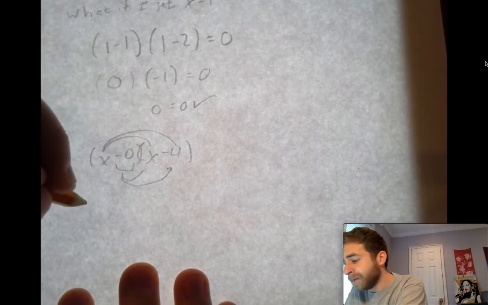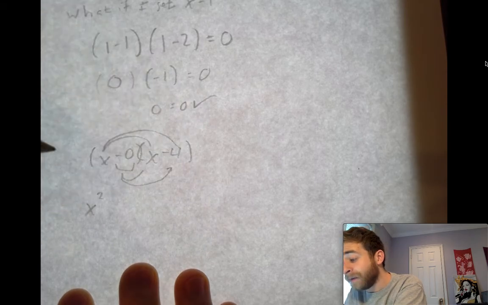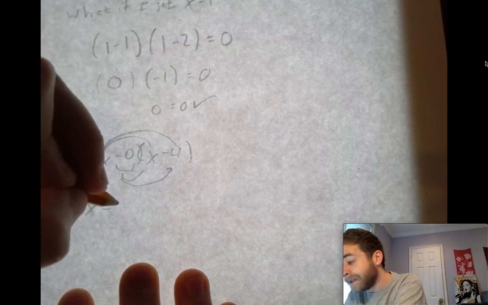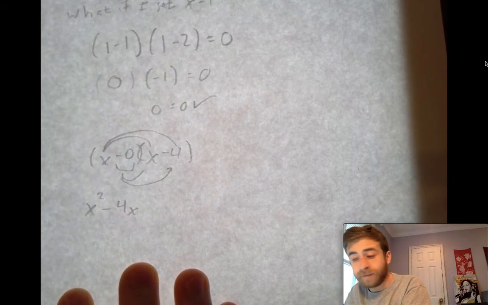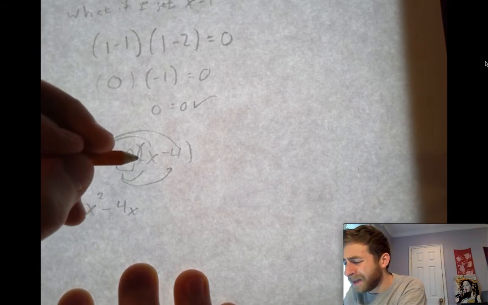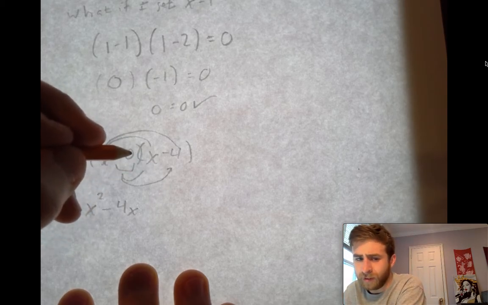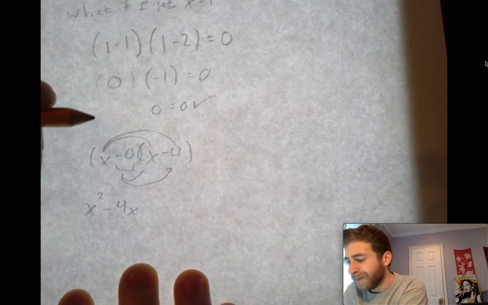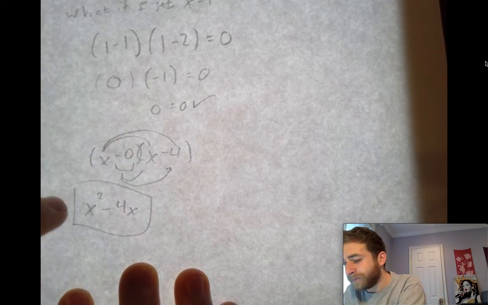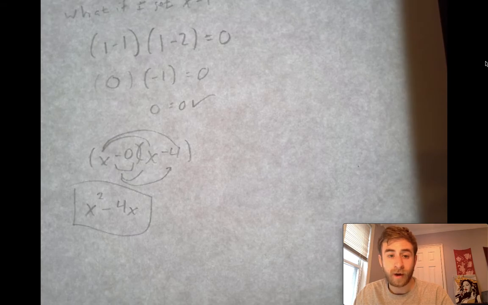x times x is going to make x squared. x times -4 is going to become minus 4x. -0 seems kind of weird, but 0 times anything is just 0, so that's done. 0 times x is 0. 0 times -4 is 0. It looks like this is our full standard quadratic form of that factored form.